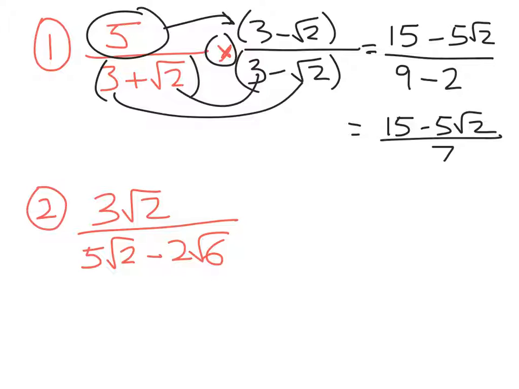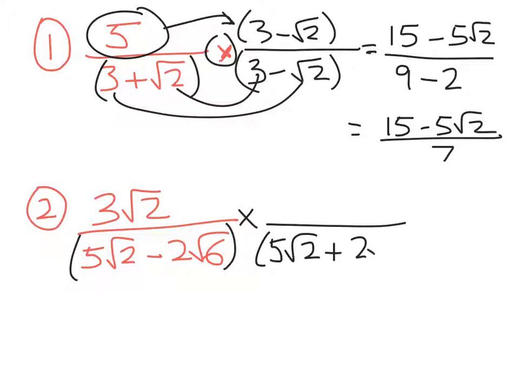Okay, so cranking it up a little bit for this one. Whoops, I don't want that. Just let me erase that there. Okay, so multiplying top and bottom by the conjugate, which in this case will be 5 root 2 plus 2 root 6. Okay, so it's the first time we've seen one like that, but it should be reasonably obvious. So in the numerator, the same thing.